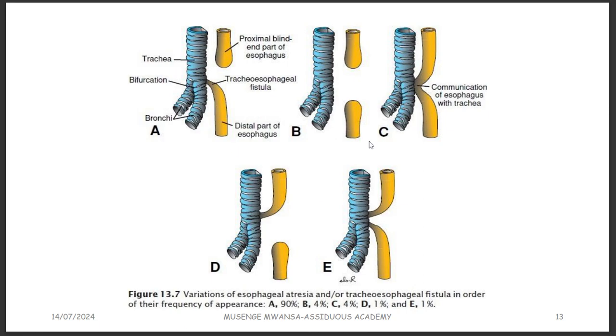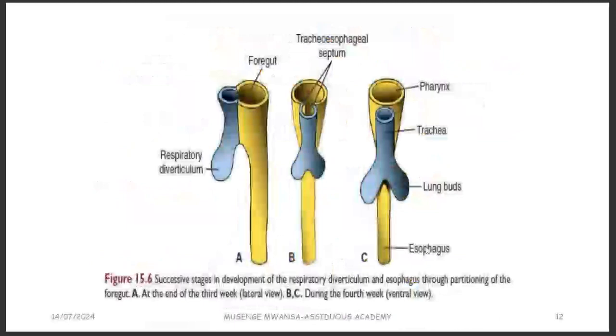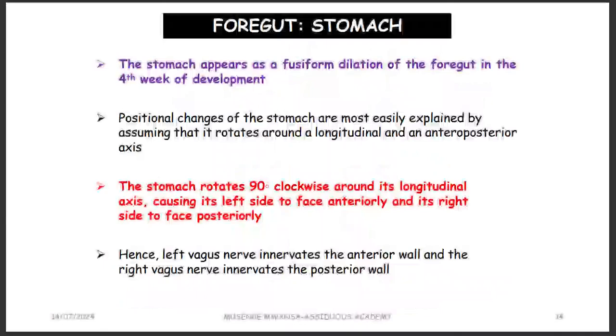Sometimes you can have all these problems that you can see here. Sometimes there can be a separation of the esophagus, as you can see here, and that's the majority. Sometimes it can be like this, sometimes like that, and then sometimes like this. Okay, so those are all congenital problems that can arise. And then the stomach appears as a fusiform dilation of the foregut in the fourth week. You know the meaning of fusiform, a bit extended at two ends.